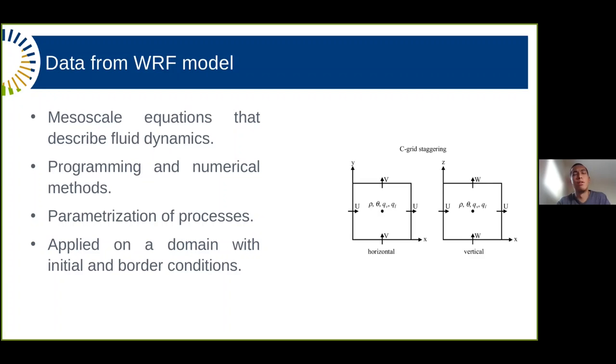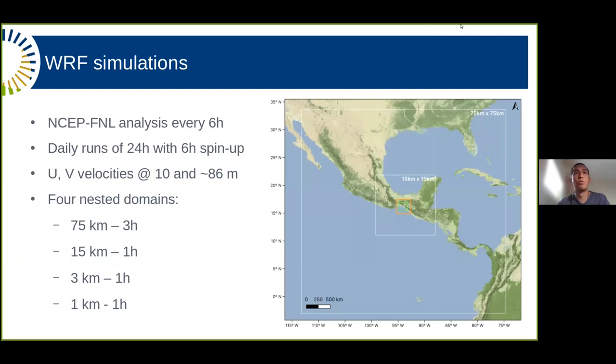All these equations and all these parameterizations are then applied in a domain, which is a geographical area defined in the configurations. This allows us to define initial and boundary conditions to start the model and be able to start solving the equations. In our case, the WRF simulations got the initial conditions from the NCEP final analysis, and we also got lateral boundary conditions every 6 hours.